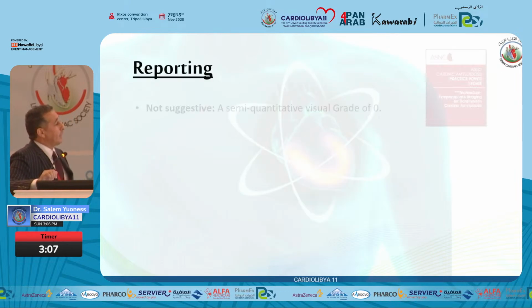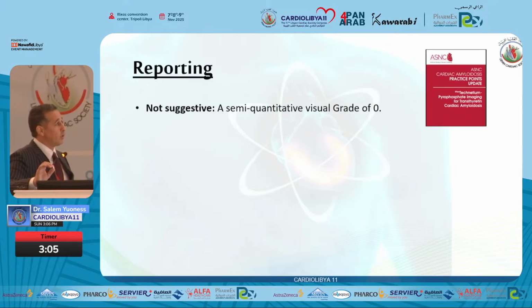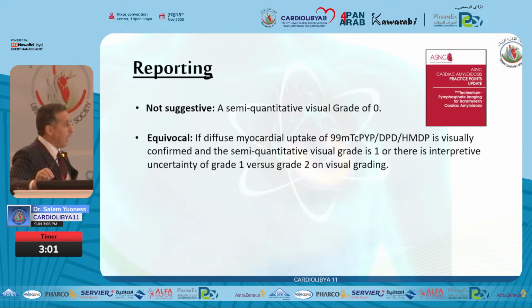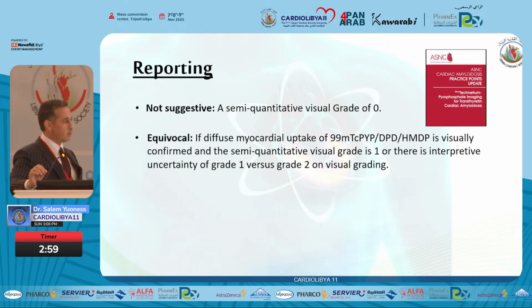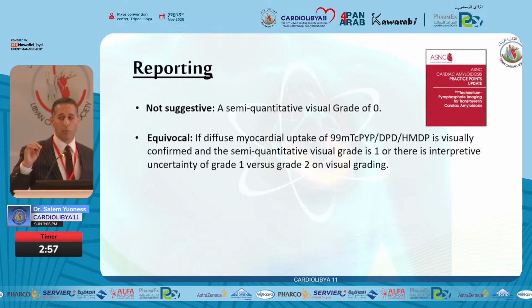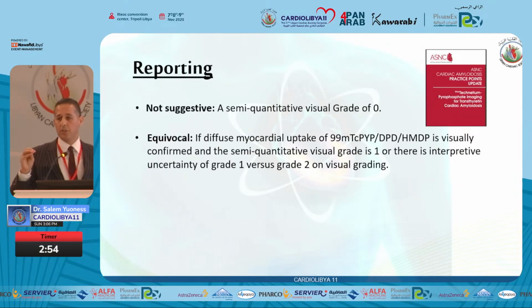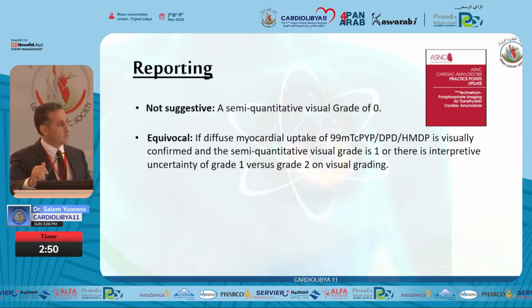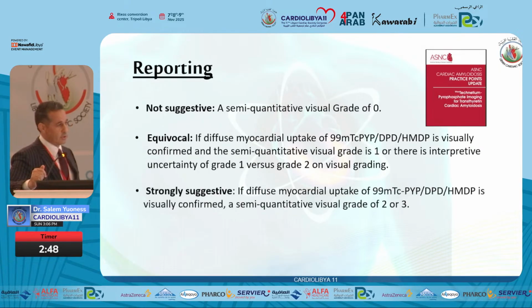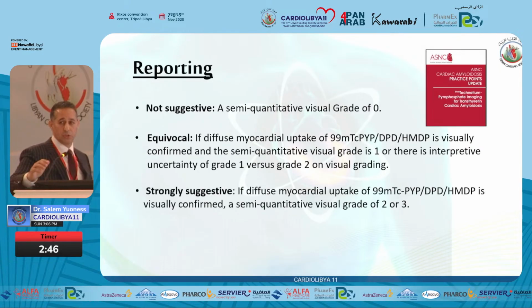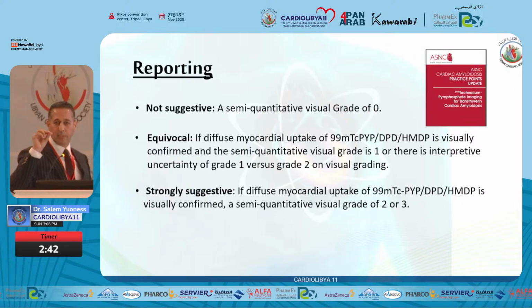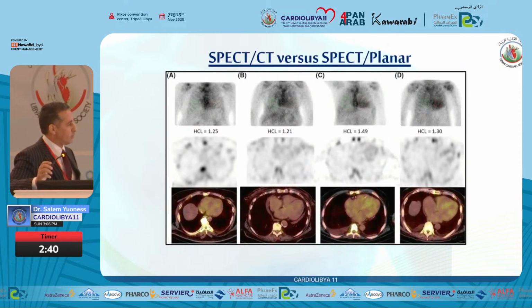I'm going to speak about that for reporting. Not suggestive is when you have a visual grade 0 for the uptake in the heart. Equivocal is a problem for the cardiologist. When you have a grade 1 of the quantitation, that's an issue to the cardiologist because it will be equivocal and they will send him for further testing. Strongly suggestive for ATTR cardiac amyloidosis is grade 2 or 3, the uptake in the myocardium equal to the adjacent rib or more than the adjacent rib.